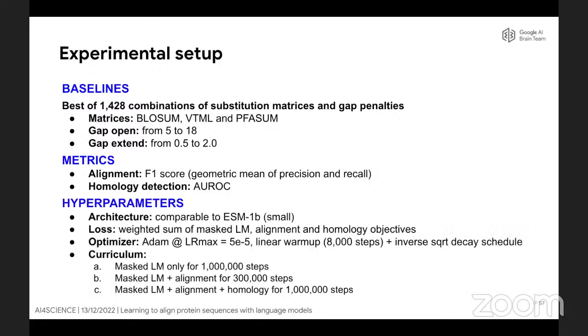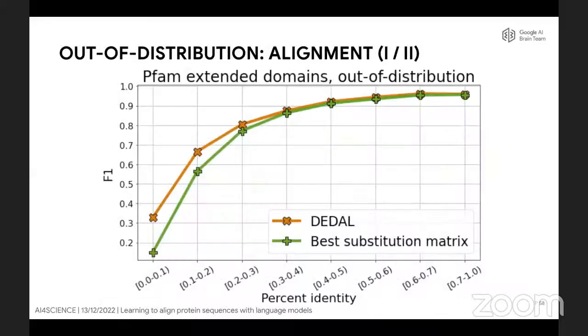And nothing too special about hyperparameters. It's a pretty small model with nothing fancy. The only slightly weird thing is that we use sort of a curriculum strategy where we introduce tasks one by one. And this improved performance. So how well does it work?